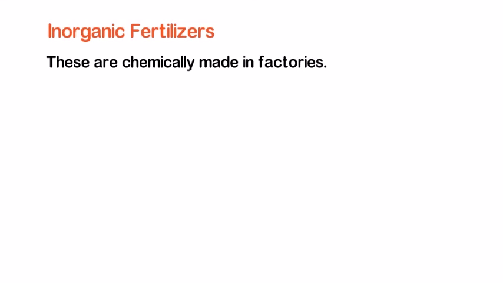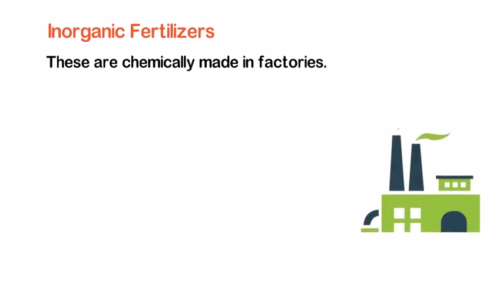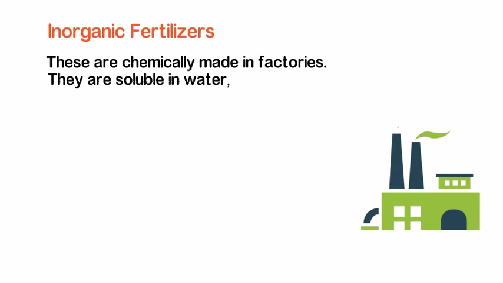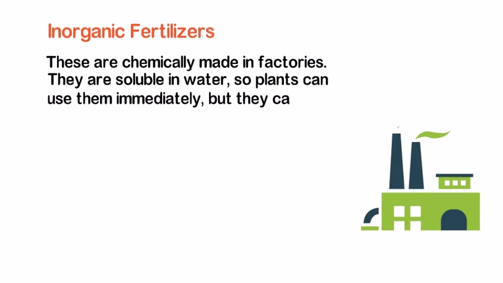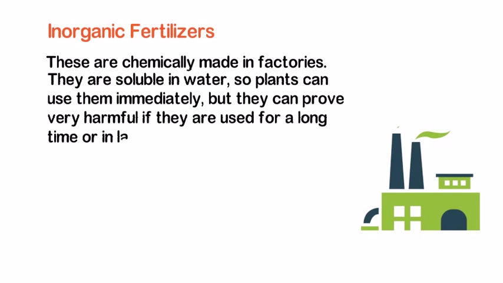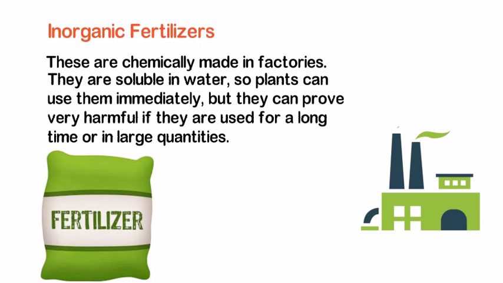Inorganic fertilizers. These are chemically made in factories. They are soluble in water, so plants can use them immediately. But they can prove very harmful if they are used for a long time or in large quantities. Urea is a commonly used fertilizer.